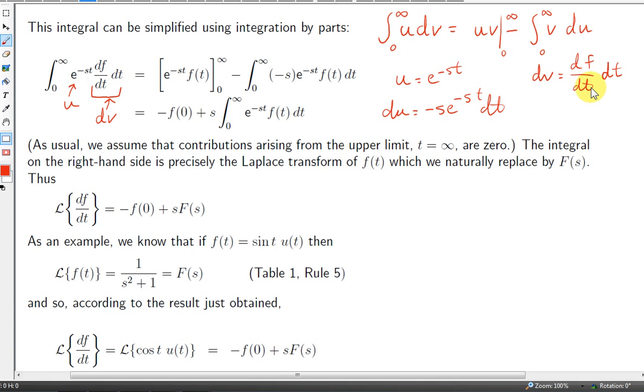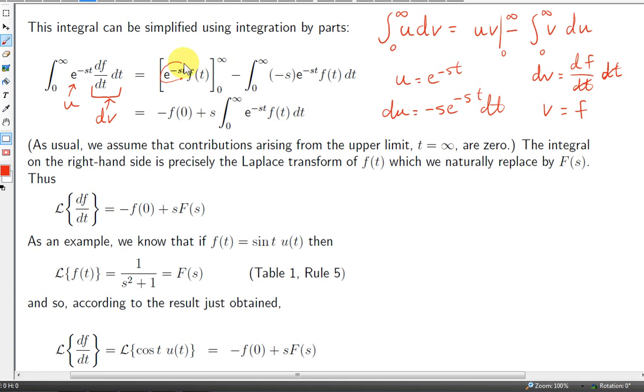Here is dv. df dt times dt just gives us df. So dv equals df, that means v equals the integral of df, which is f. So here is u times v. Now let's take the upper limit. Let t tend towards infinity for this product here.